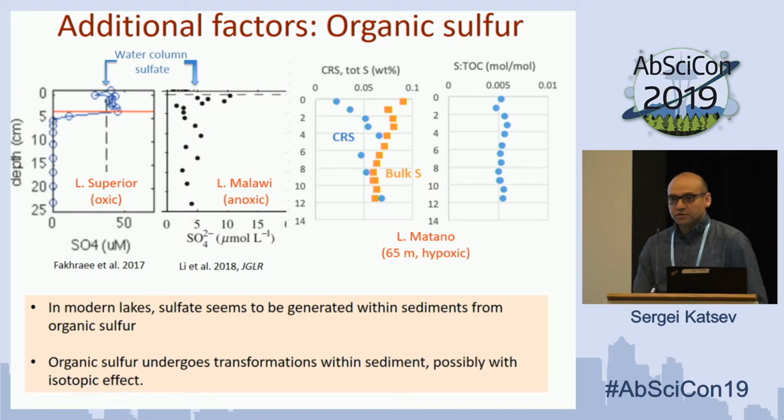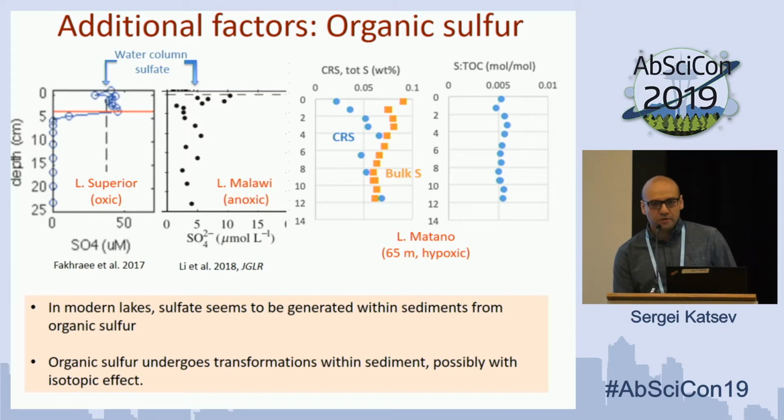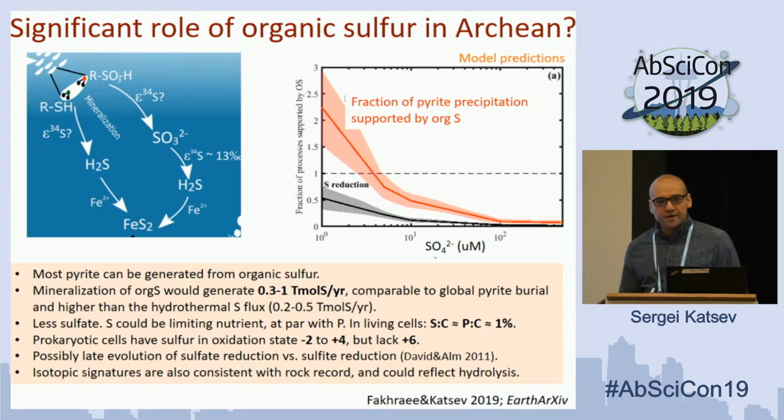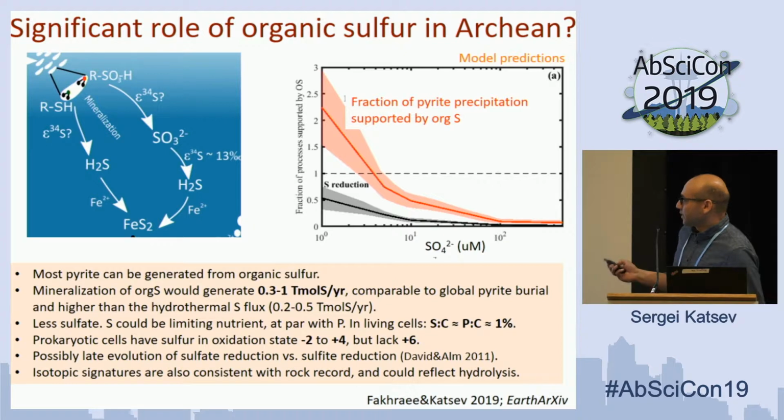Now this has a profound effect. Instead of considering Rayleigh distillation in the sediment column or water column, we have sulfate and sulfide being generated within the sediment, possibly with the isotopic effect of organic sulfur hydrolysis. And so this changes the paradigm of how we generate the isotopic signatures in sediments. If we construct a model that simulates how much pyrite you can generate, it turns out that at low sulfate concentrations, you can generate all the pyrite in the sediment from organic sulfur.